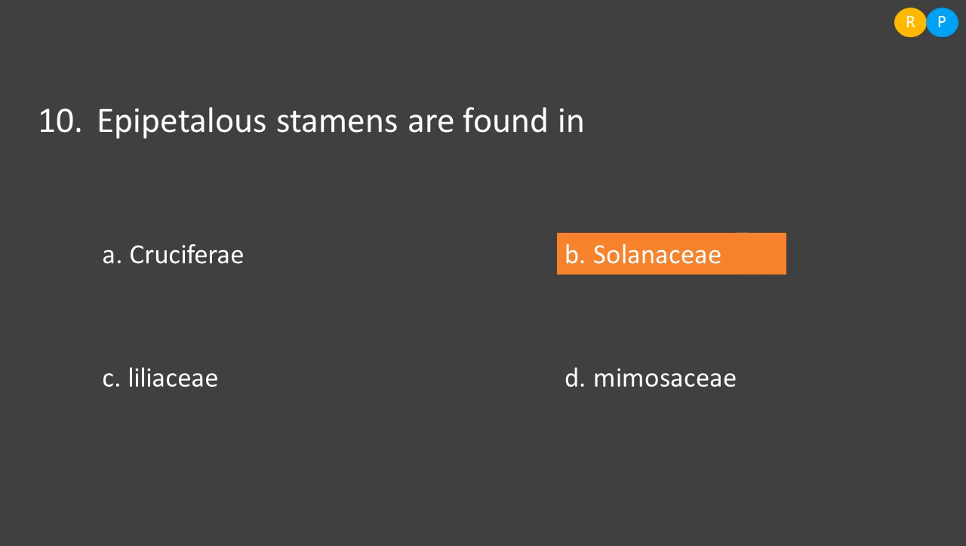Then the 10th question, epipetalous stamens are found in. So what is the meaning of epipetalous? Epipetalous is nothing but attachment of stamen filament with the petals. Clear, right? When the filament of the stamen is attached with the petals, that condition is known as epipetalous. So epipetalous stamens are found in which kind of plants?